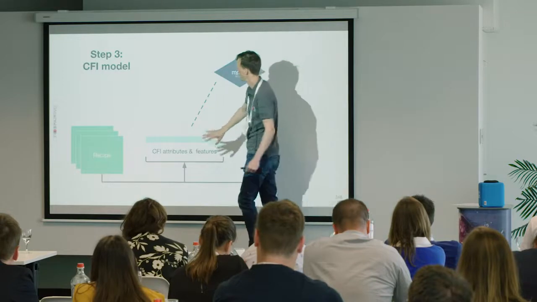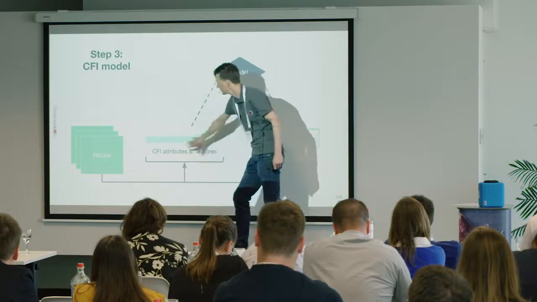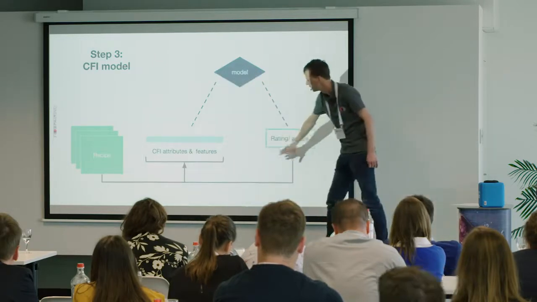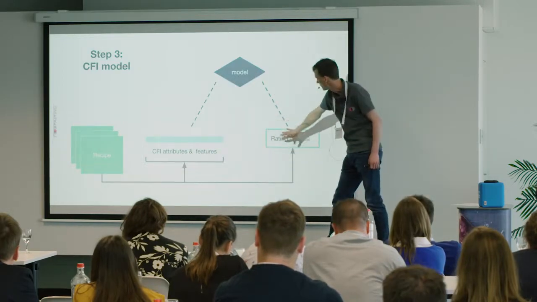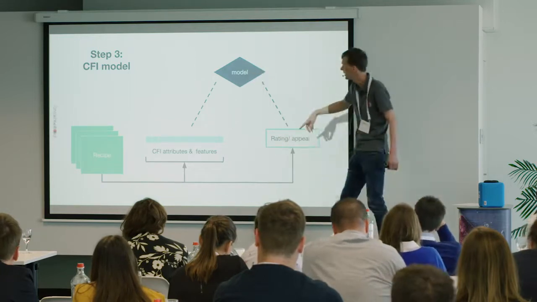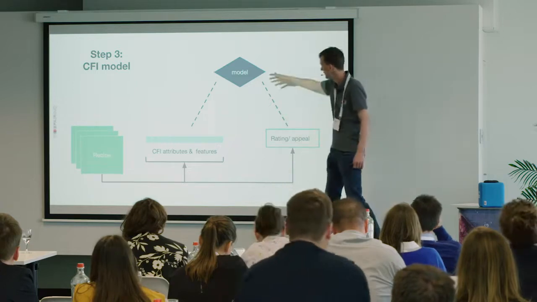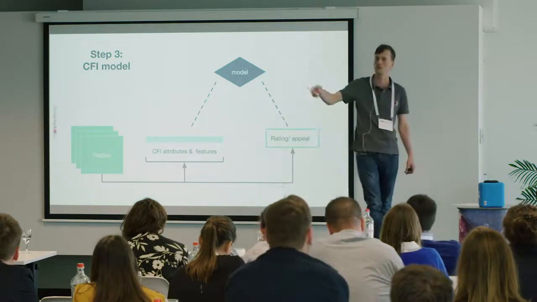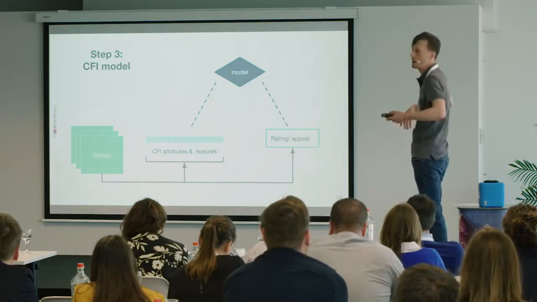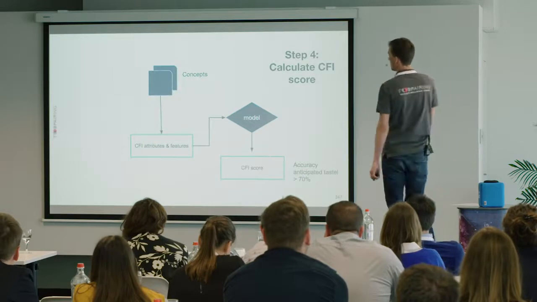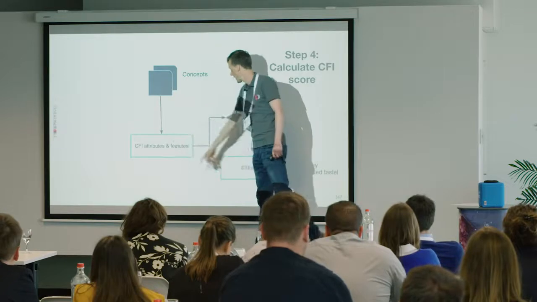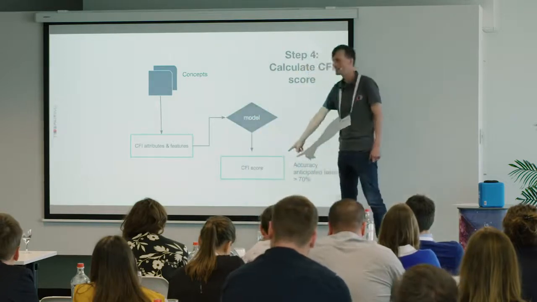And so these features extracted from our basic information, and the rating or the appeal of those recipes, are combined to actually train a model. The idea is that the model is capable of predicting the rating given to recipes or the appeal of concepts. And once we have that model, it's great, because then we can plug concepts into the model, extract attributes, put them to the model, and get a CFI score.